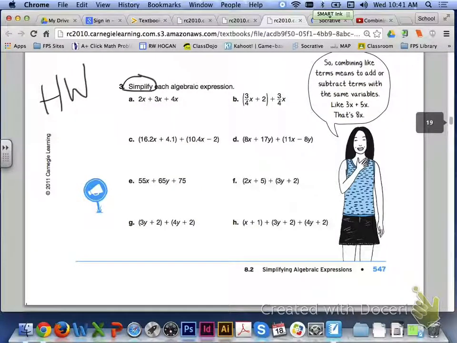Homework for tonight is going to be number 3 at the bottom of page 547. I'd like you to simplify each algebraic expression for letters A through H. That's going to be it for lesson 8.2 on simplifying algebraic expressions. Please let me know if you have any questions.